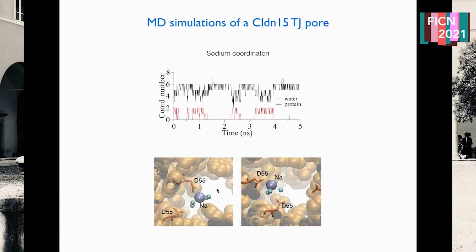And if we look at how the sodium ion is bound at this binding site, at the minimum of the PMF profile, and we look at its coordination along the umbrella sampling windows, we see that there is alternate coordination from water molecules and protein atoms, specifically the oxygens from the aspartic 55.